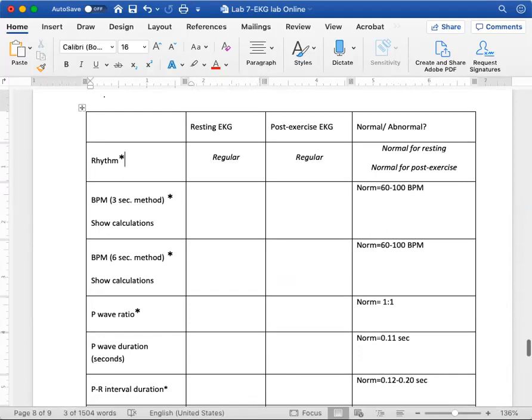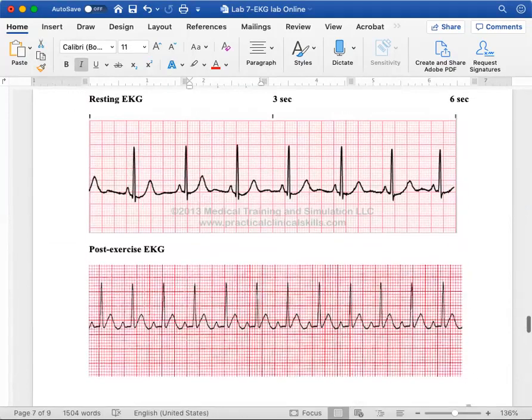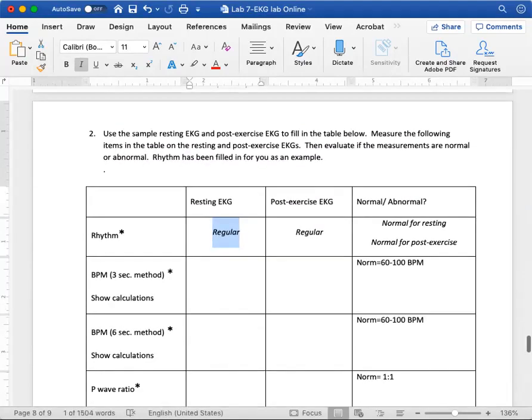So for rhythm, I filled this one in for you. So rhythm, the resting EKG, the rhythm is regular. Remember, you're looking at your R's, so they're equispaced or equidistant, if you will. And then look at the R's for this one. They're regular as well. Okay, so the rhythm is regular for the resting. The rhythm is regular for post-exercise. Is this normal? Yes, it is.